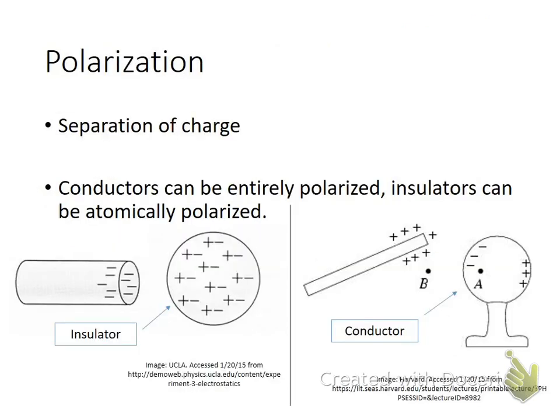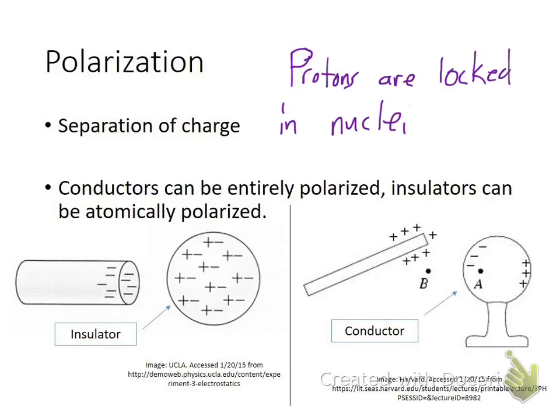Another term you need to know and be aware of is polarization. Polarization is a separation of charge, and both insulators and conductors can be polarized, but in different ways. A conductor can be entirely polarized, which means all the free electrons can go to one side or the other, leaving behind a net positive charge. Don't forget, positives don't move. The protons are stuck at the center of their atoms in the nucleus, so they're not going to be moving around. However, if electrons leave a region of a conductor, then they leave behind an overall positive charge because the protons are still stuck there.